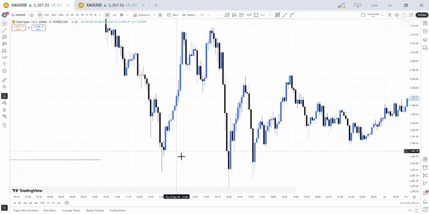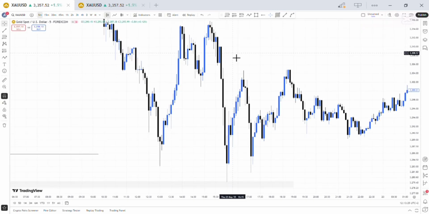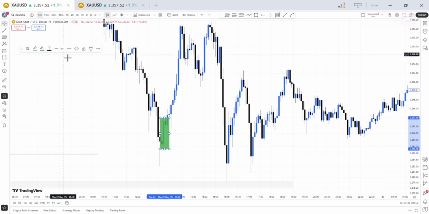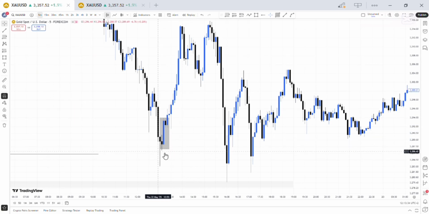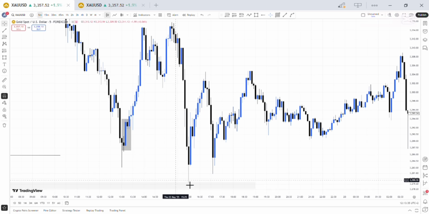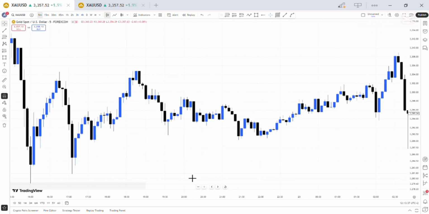Remember, we are not working with this type of pattern. I don't trust these types of order blocks, these types of order blocks that have a longer body. I don't trust them. A valid order block is supposed to be short.